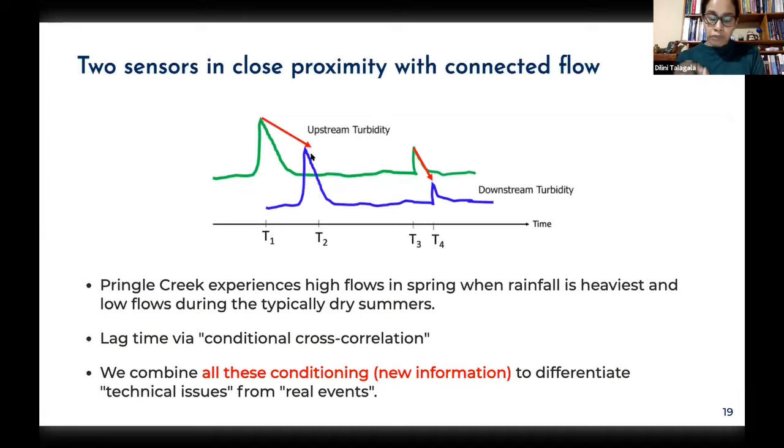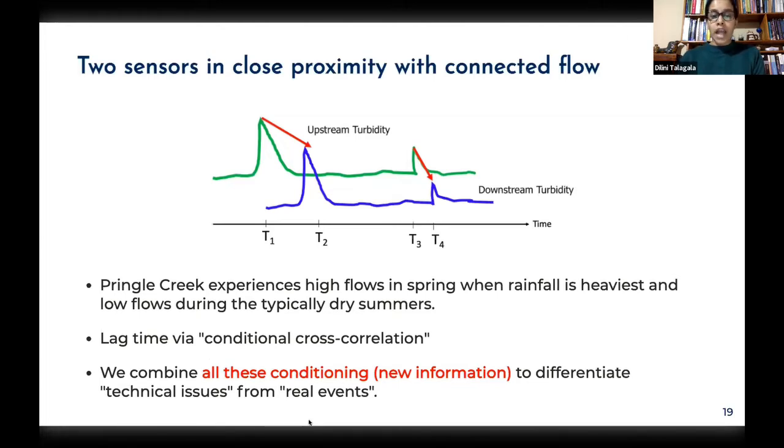And now, in this proposed framework, our first challenge was to identify that lag time, the time it takes to pass the upstream information to downstream. For this, we proposed a new algorithm, a new methodology called conditional cross-correlation. So I will talk more about that one.